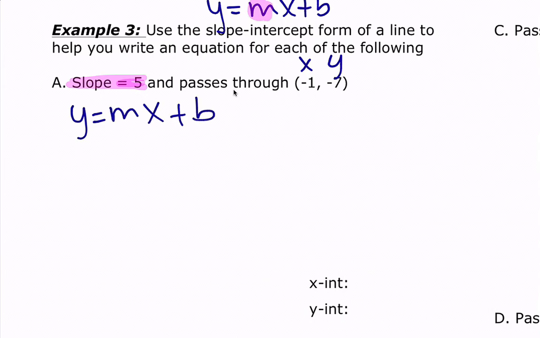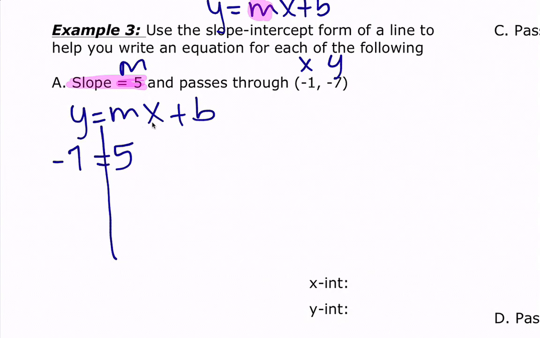What I'm going to do is plug in for y, for m, and for x, and then solve for b. So if I want to plug in for y, I can get that from my point, because every point gives me an x and a y. So instead of y, I'm going to take y out and replace it with -7. So instead of y equals, I'm going to have -7 equals. Okay, instead of m, I want to replace m with what I know it is. Well, m is slope, so I know m is 5. So I'm going to take out m and replace it with 5.